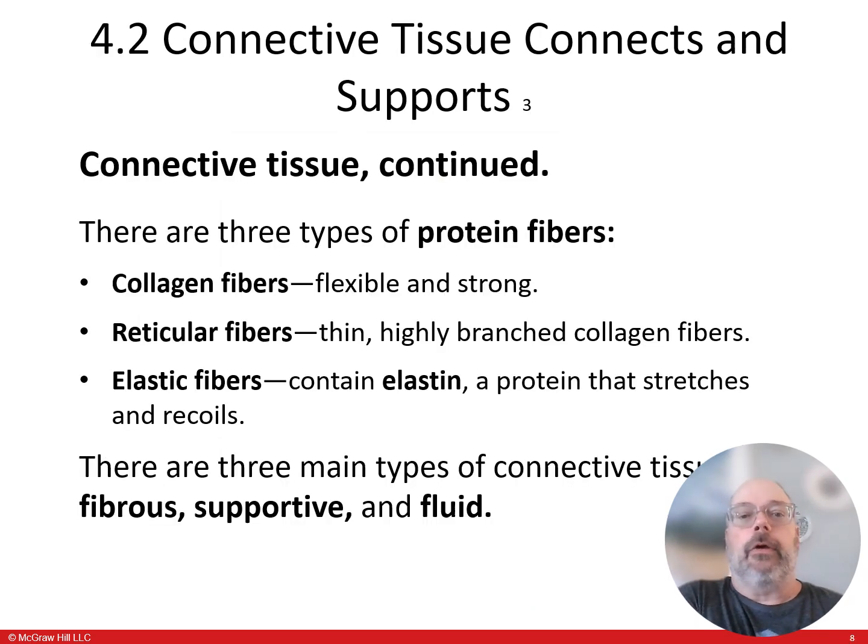When we talk about these protein fibers, they're roughly divided into three different categories. We have collagen fibers, which are flexible and strong. You think of those in your ligaments and joints. We have reticular fibers, which are highly branched collagen fibers. We also have elastic fibers that contain elastin, a protein that can stretch and recoil. And there are three main types of connective tissues: fibrous, supportive, and fluid.